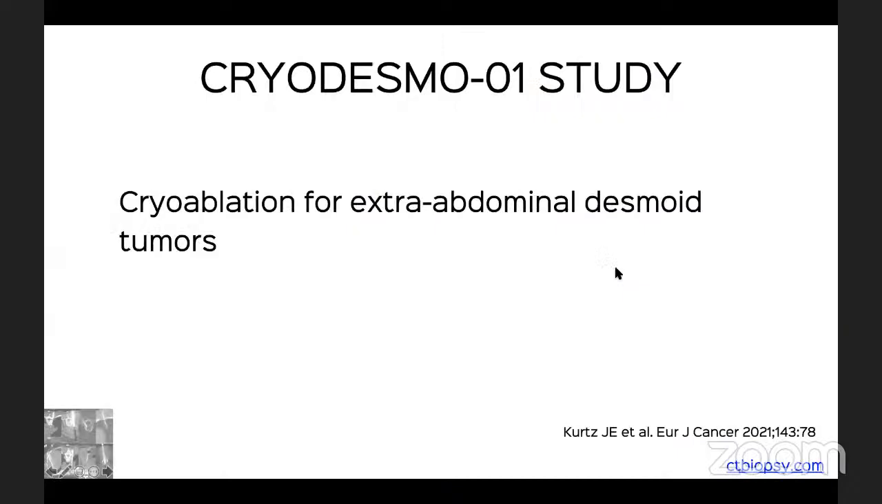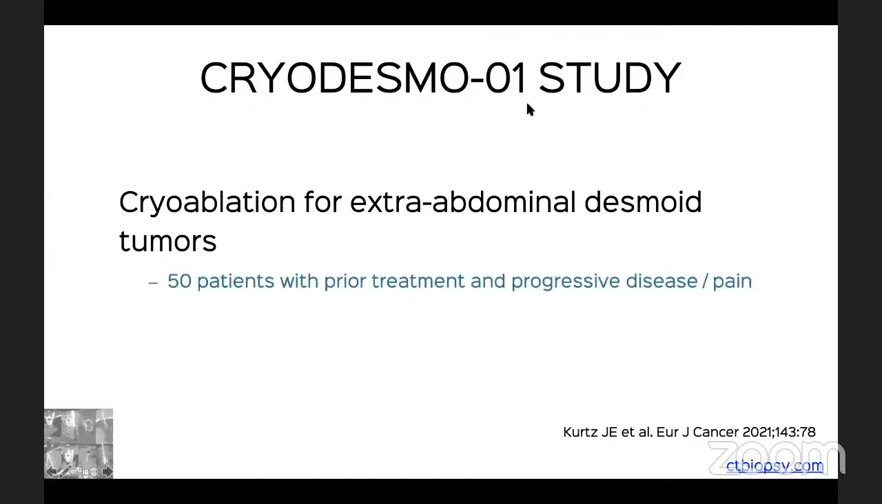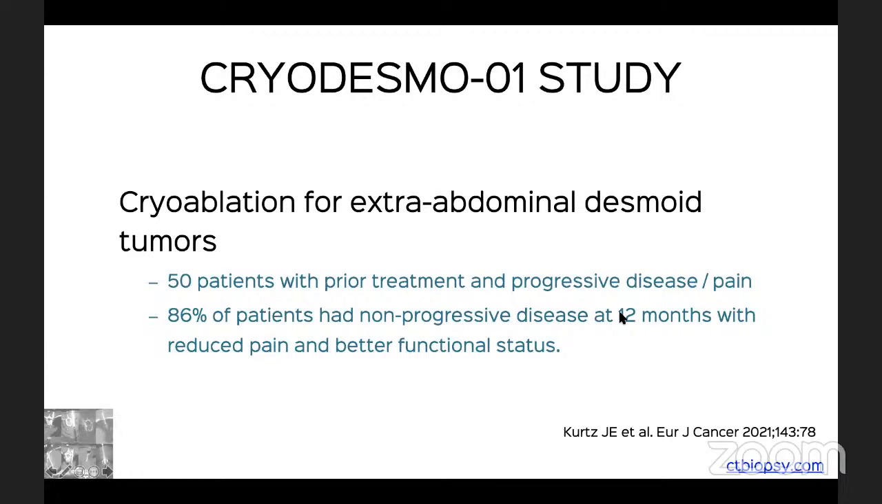Now, cryoablation, actually, they did a study in France called CRYODESMO for 50 patients of extra abdominal desmoid tumors with prior treatment which didn't work. And 86% of them had non-progressive disease at 12 months with reduced pain and better functional status. So the treatment does seem to work.